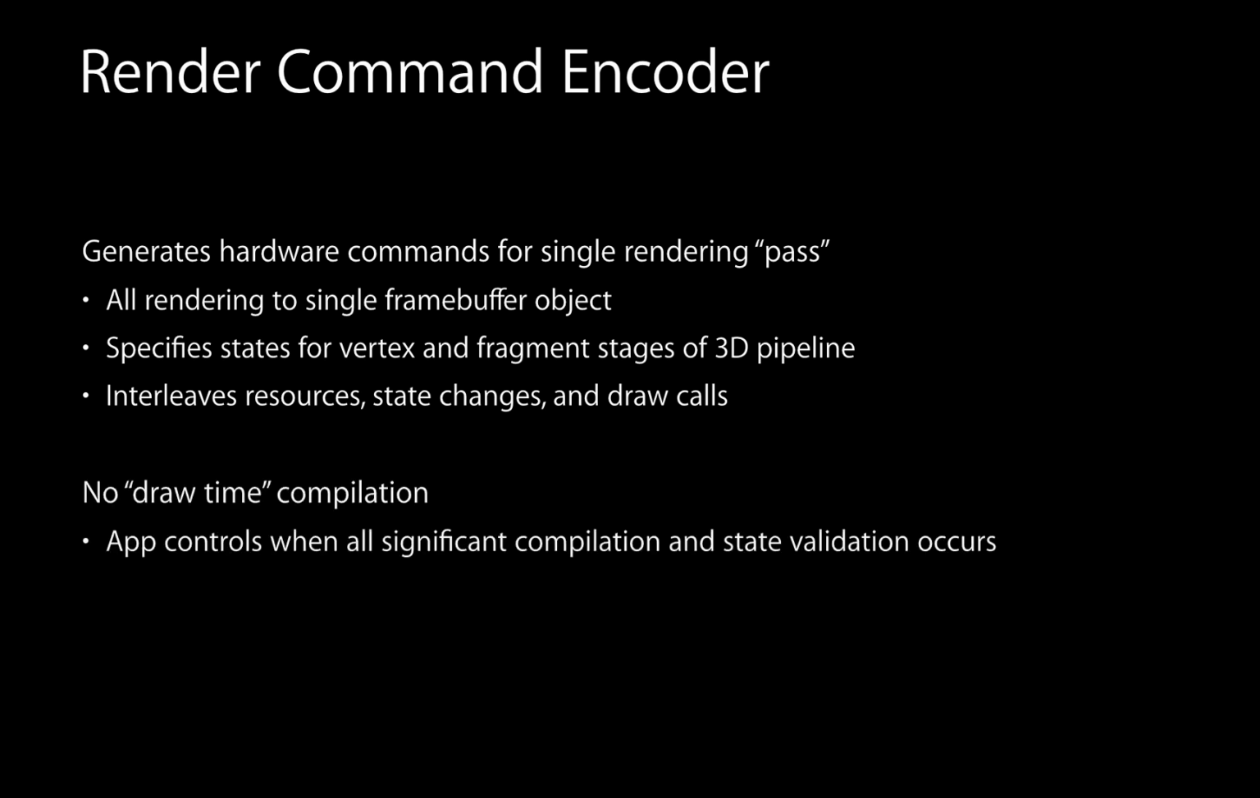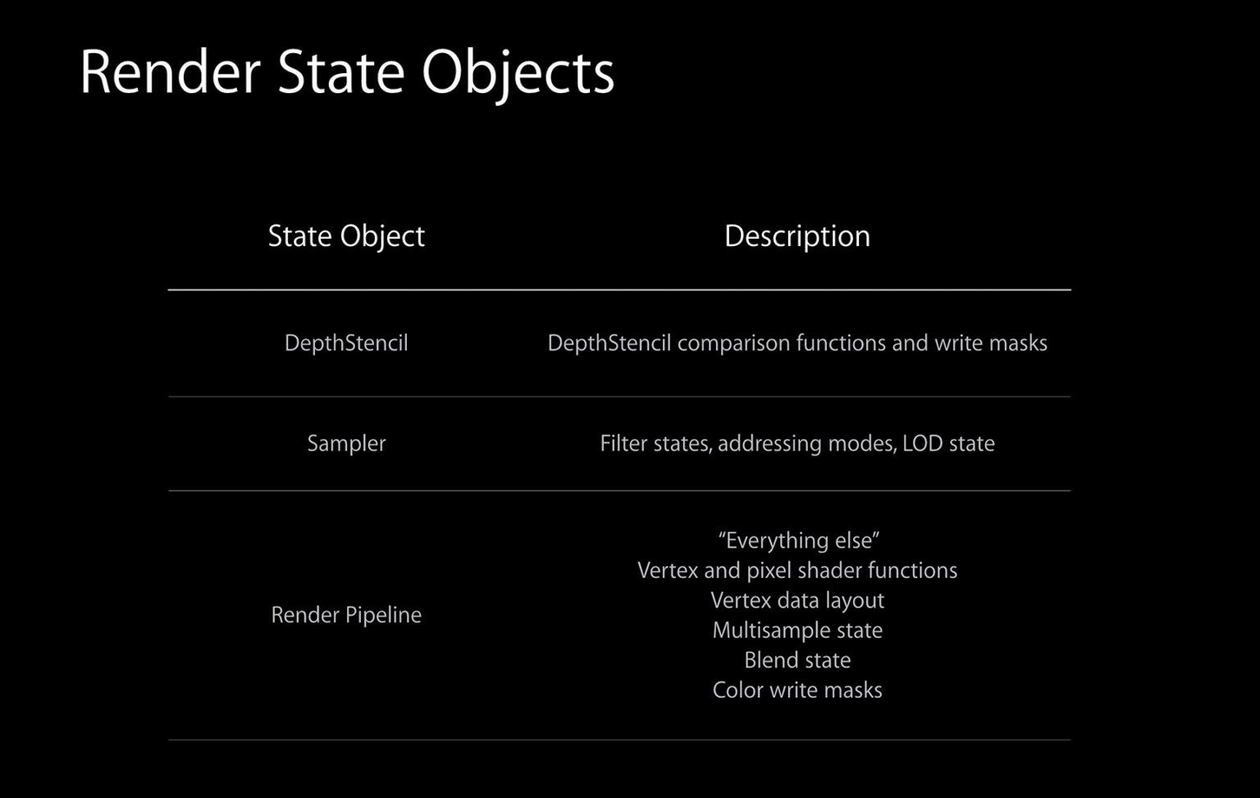But critically, there's no draw time compilation. You get to control, as the app developer, exactly when and how all of the state compilation and expensive validation actually takes place. And you do that with a series of API calls and state objects, and I'll show you just a few of those here. So as we talked about, you have your depth and stencil objects, sampler objects, the render pipeline, and they describe various aspects of the 3D rendering state. Basically, almost everything fits in the render pipeline, that's where you specify your shaders, your blend states, how your vertex data is actually specified, and all of that can fit into these state objects.